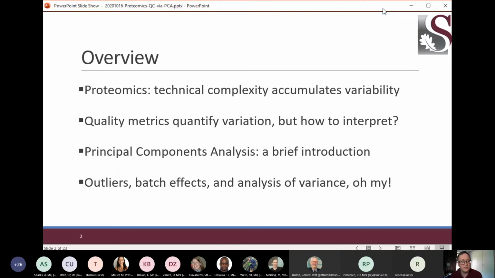Okay, so then we'll talk a little bit about quality metrics and the challenges of how to interpret them. From there, we're going to talk about PCA, principal components analysis. And I'm going to try to introduce this topic so folks who end up using this for the first time are able to understand a little better what to expect from it. And then from there, we can talk about outliers, batch effects, and analysis of variance.